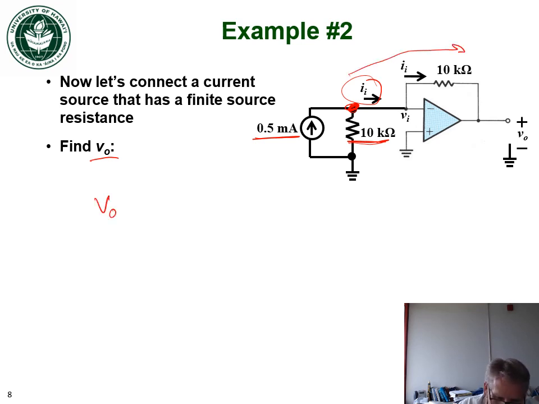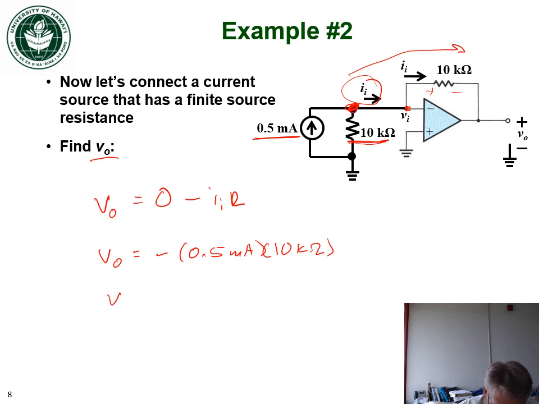Therefore, we can write that V out is equal to the voltage at VI minus the voltage drop across the 10K. That will give us V out. So that would be 0, which is VI, minus II times R. So V out would be equal to minus 0.5 milliamps times 10 k ohms. So V out would be equal to minus 5 volts.